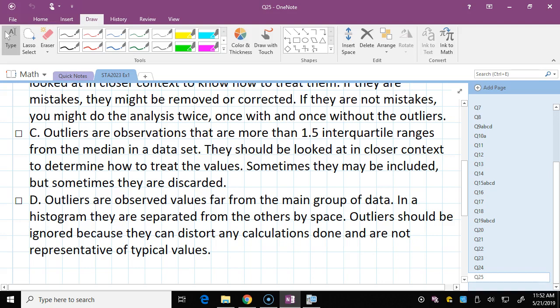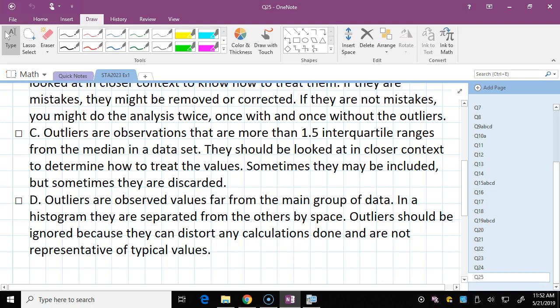Outliers are observed values far from the main group of data. In a histogram, they are separated from others by space. Outliers should be ignored because they distort any calculations done and are not representative of typical values.